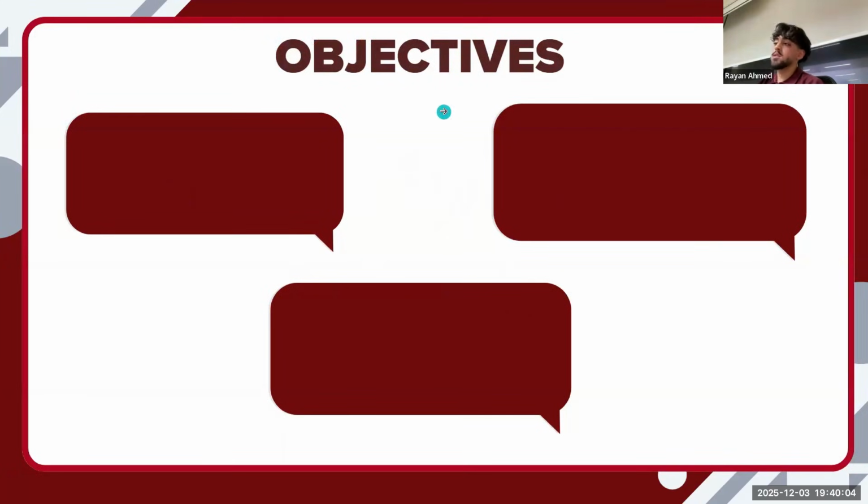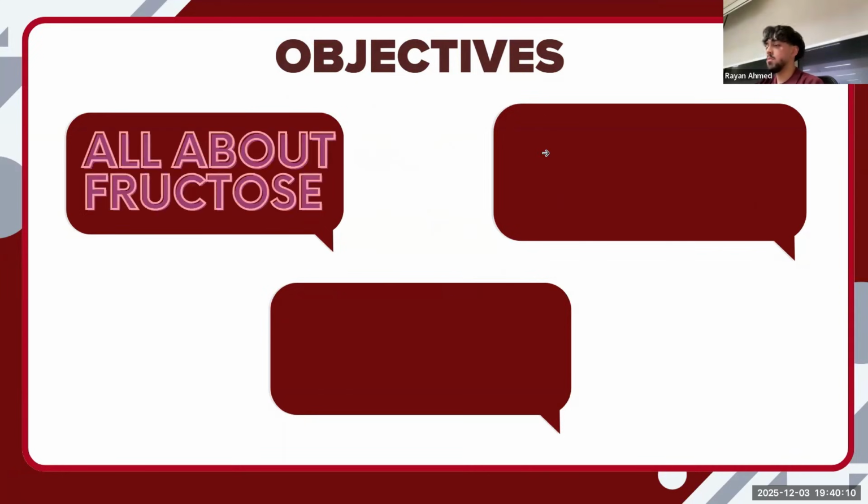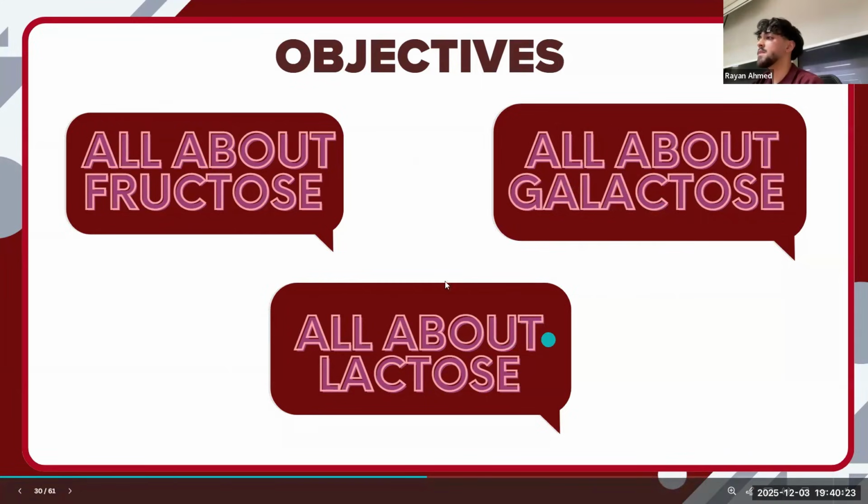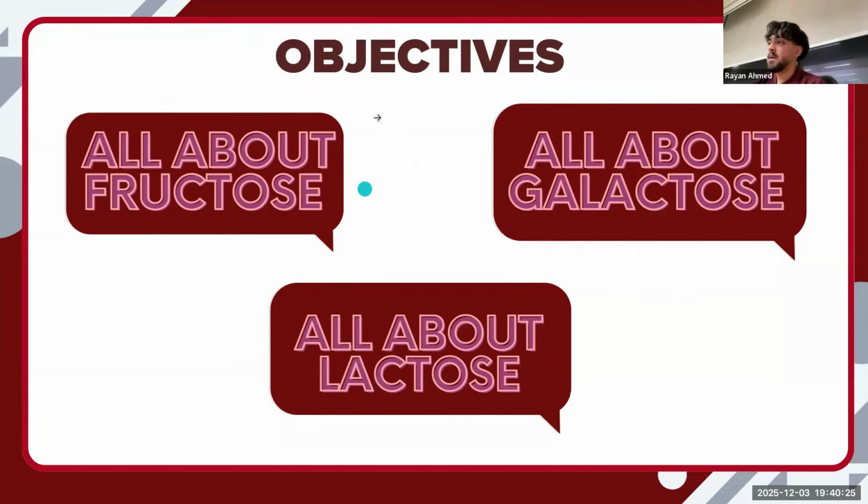I know in your doctor's slides, you have a lot of lectures and a lot of objectives, but I split it into 3, okay? We have all about fructose, all about galactose, and then all about lactose. We're going to be starting off with fructose, going into galactose, then going into lactose. Galactose and lactose sound similar, but they are different. Fructose is the main high yield objective of this lecture. I think like 70% of this whole lecture is fructose, so please focus with me.